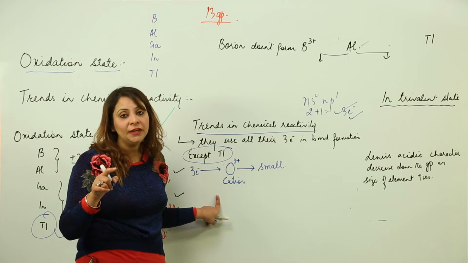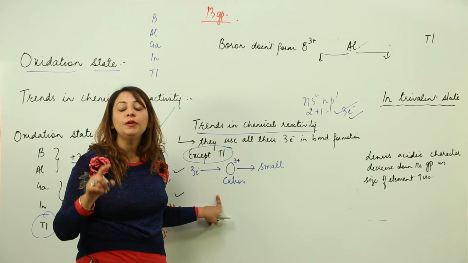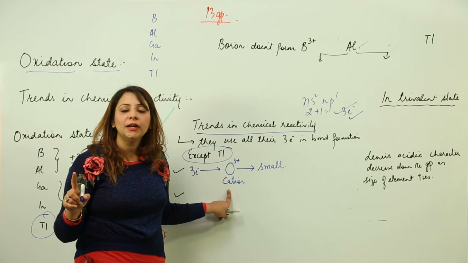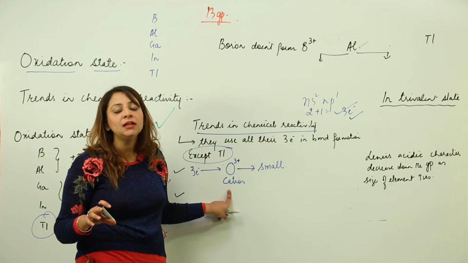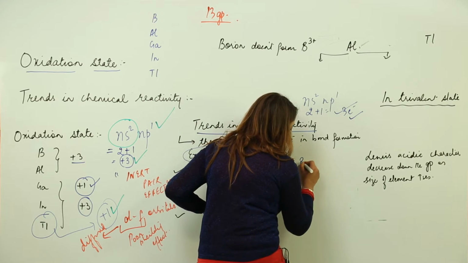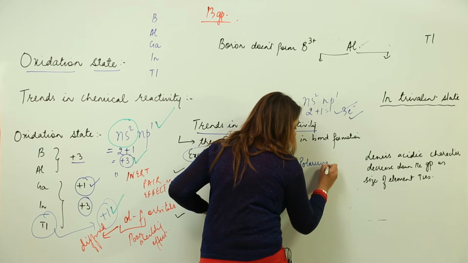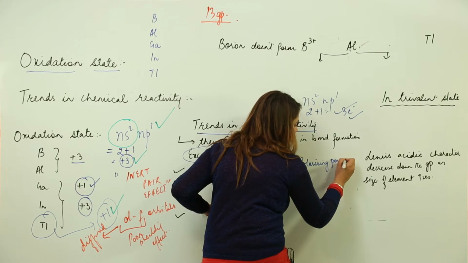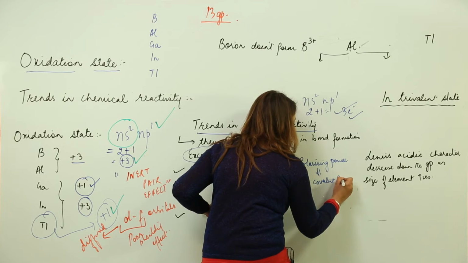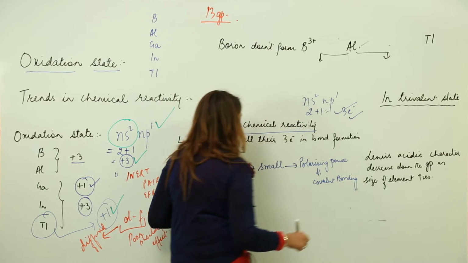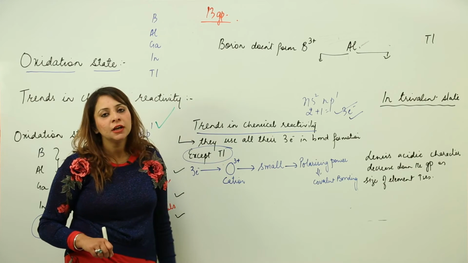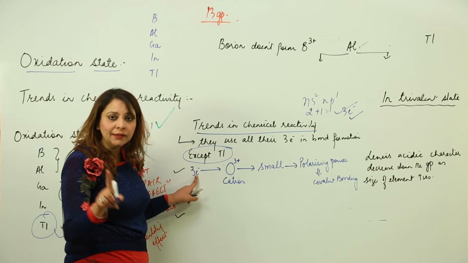So 3 positive means a bigger charge, so the cation will be very small, and according to Fajan's rule in chemical bonding, the smaller the cation, the more polarizing power it has. And more polarizing power favors covalent bonding. So this is the reason that they favor making use of 3 electrons in the bond formation. So got it, that is the first point.